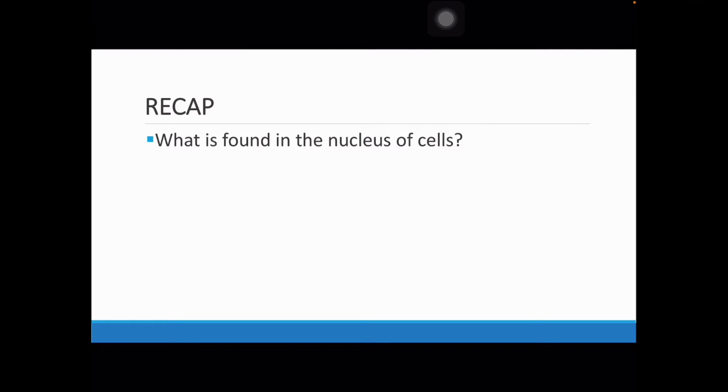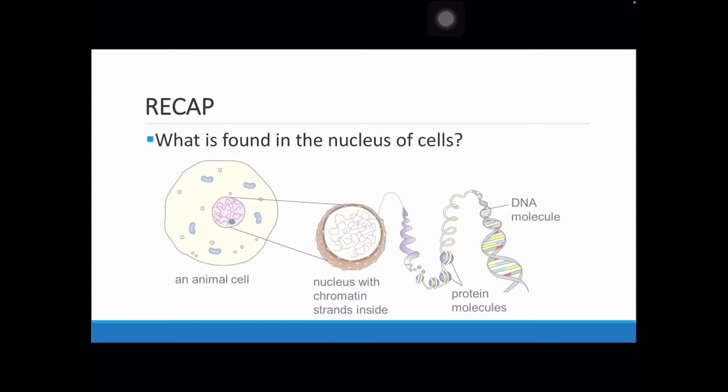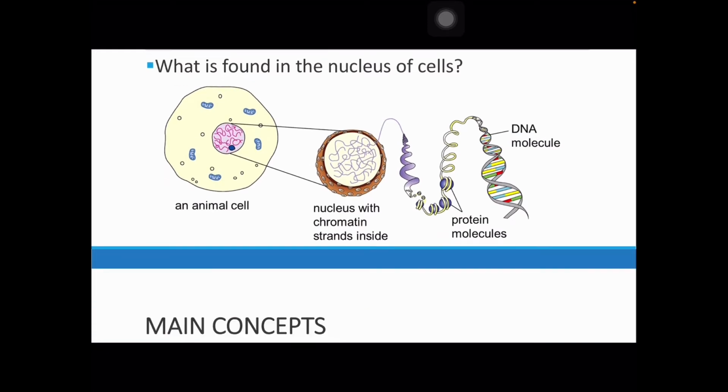A bit of recap: what exactly is found in the nucleus of the cells? If you recall, we learned about this in Sec 3. The nucleus controls all cell activities because it contains chromatin threads. Chromatin threads are structures that contain DNA. The DNA will eventually tell us who we are and also allow the cells to perform their function.